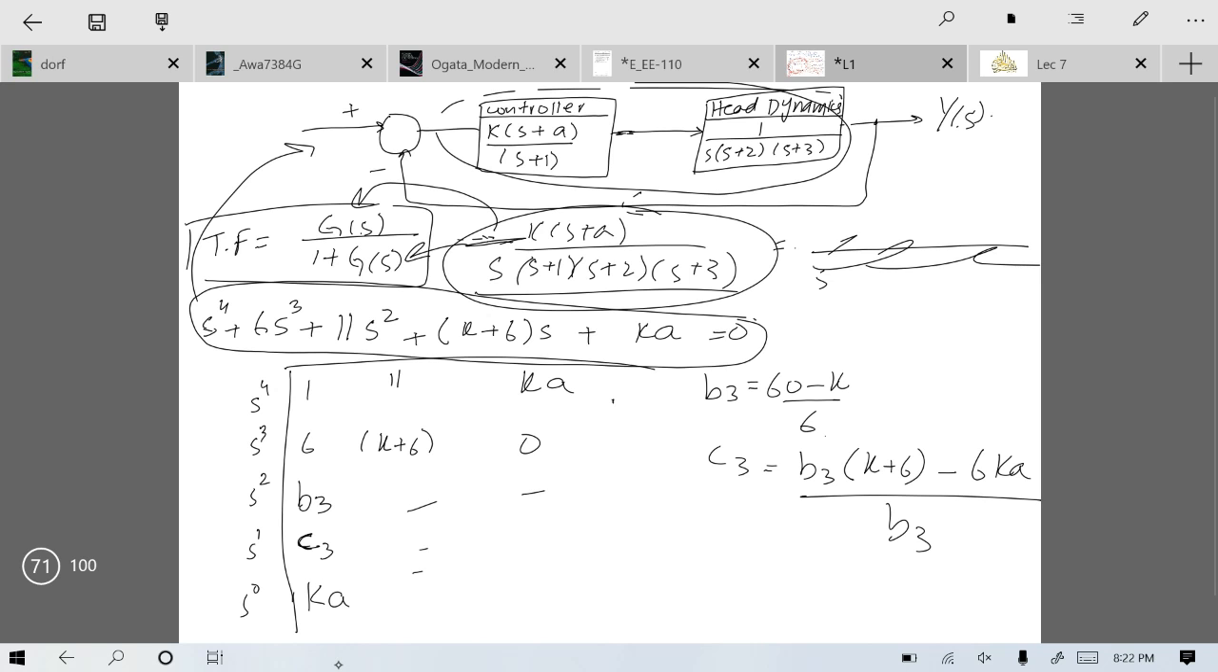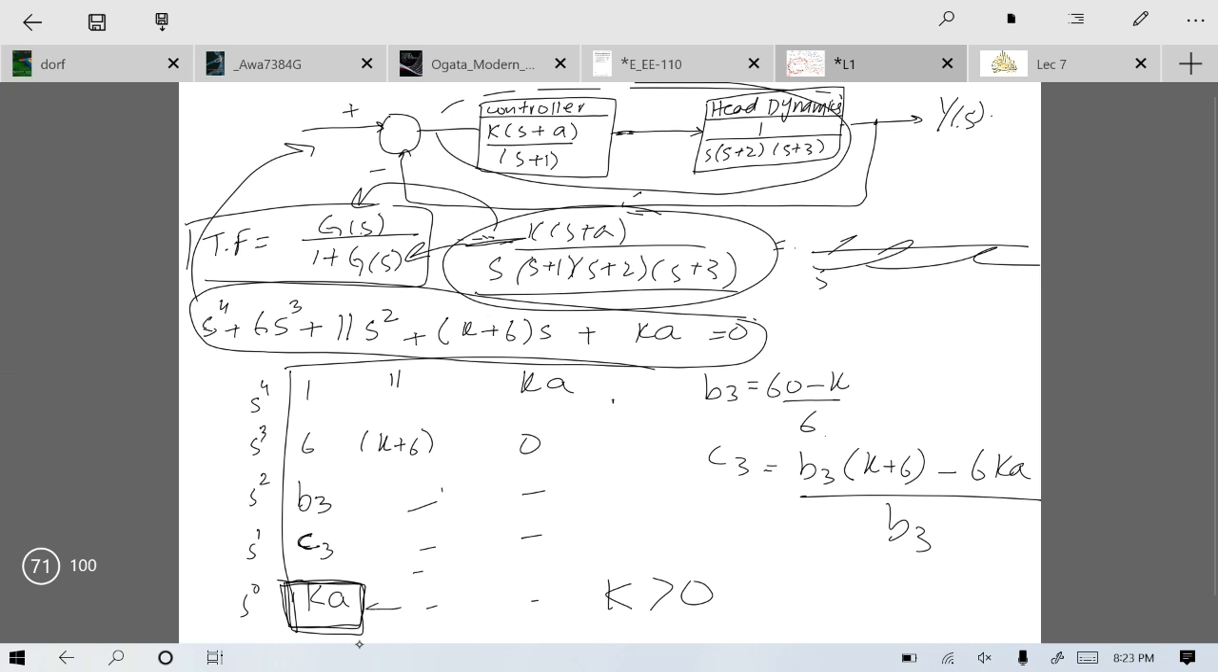I'm not concerned with these values over here because it doesn't make any difference. They are helpful to find C3 and the values over here, but eventually their sign doesn't matter. So what is your goal? Your goal is to find the ranges for k and a. From here I can see that k should be greater than 0, because this is positive, this I don't know, this I don't know. In order to have a stable system, if these two terms are positive, then these three terms should be positive as well, because there should be no sign change in order to have a stable system.